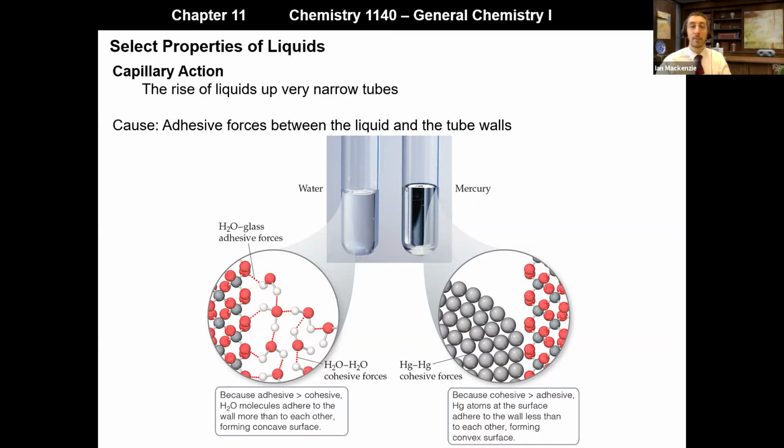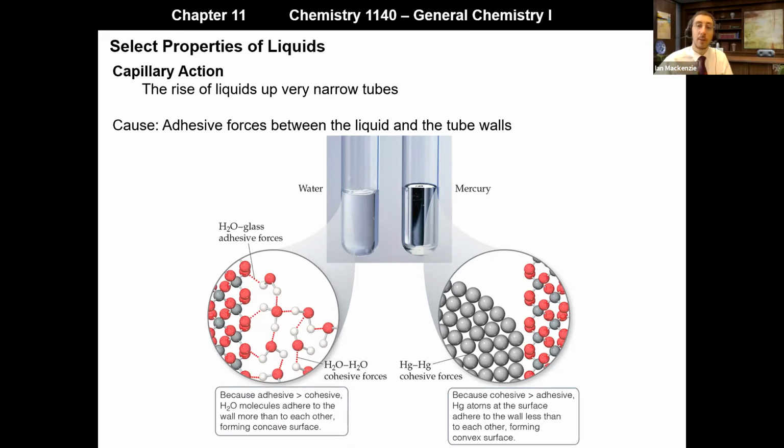Now, if we have something like mercury, which has stronger cohesive forces, that's the forces between the liquid itself. Adhesive forces are between the liquid and the walls. Mercury, because it has such strong cohesive forces, rather than traveling up the wall, will bend away from the wall towards itself.